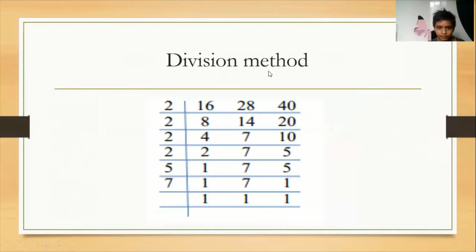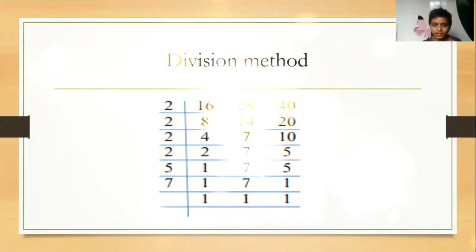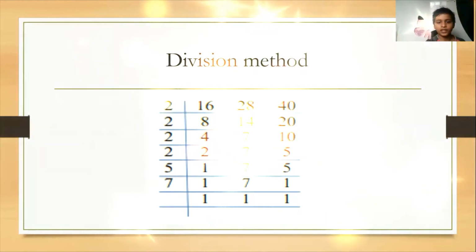Now this is the division method. 16, 28 and 40 are divisible by 2 because 16 ends with 6, which is divisible by 2, and 28 ends with 8, divisible by 2, and 40, 0 is divisible by 2. By this method we can find LCM and HCF.